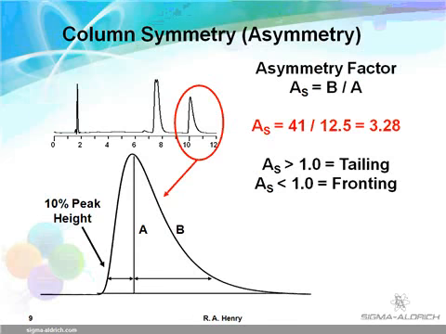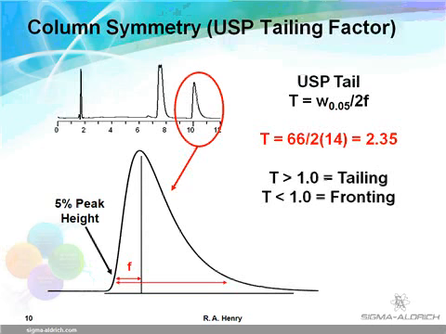The ASTM has recommended the back-to-front ratio of a bisected peak measured at 10% of height and has called this asymmetry, A sub S. A tailing peak has a value greater than 1, while a fronting peak has a value of less than 1. The USP has also recommended the back-to-front ratio of a bisected peak measured at 5% of height, and it called this the tailing factor, T. But the ratio is made by dividing the total width by twice the front width.